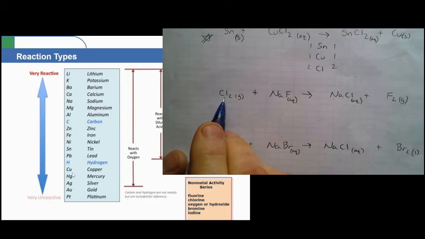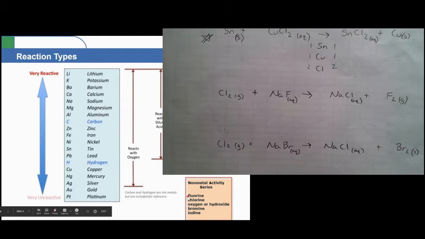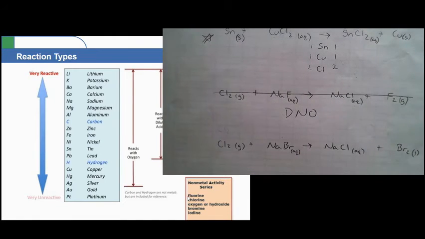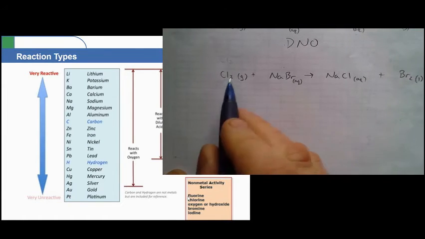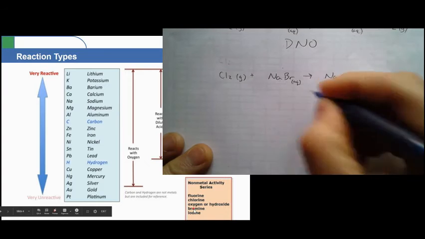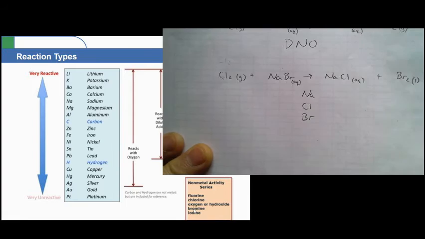And we do the same thing here. Well, does chlorine replace fluorine in sodium fluoride? Well, looking at this, you see that chlorine is below fluorine, so no, it doesn't. This does not occur. We cross it out, that is not possible. But here, since chlorine is above bromine, see chlorine's here, bromine's down here, this one will occur, and we can go ahead and do the balancing.